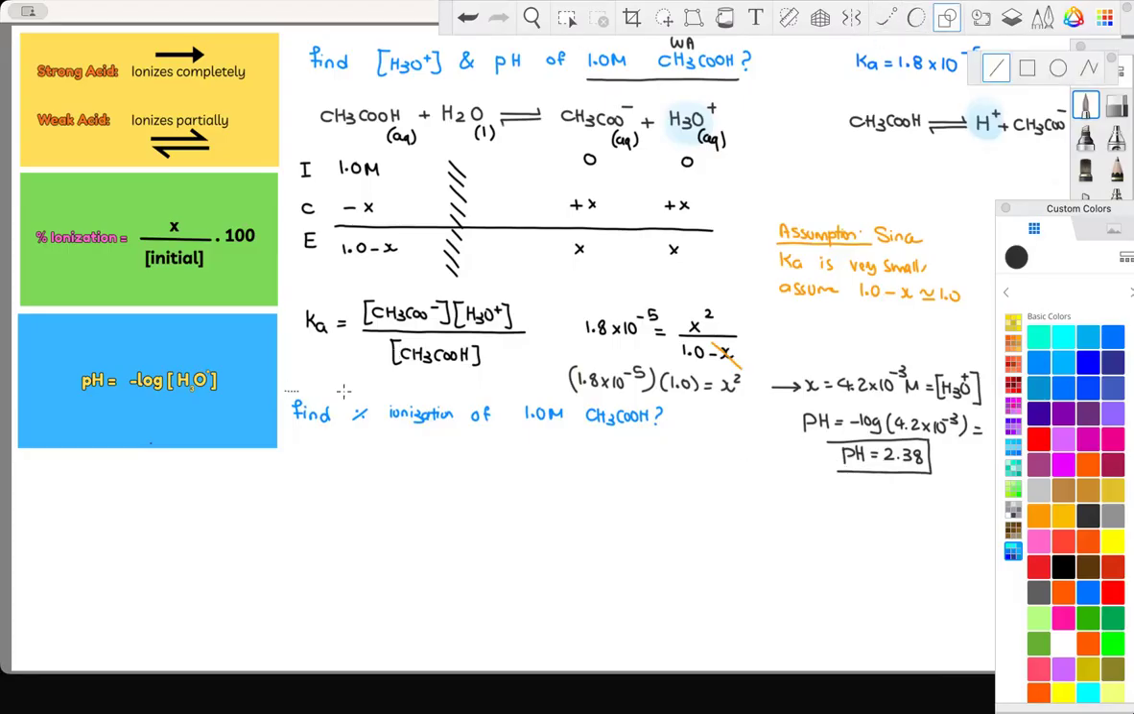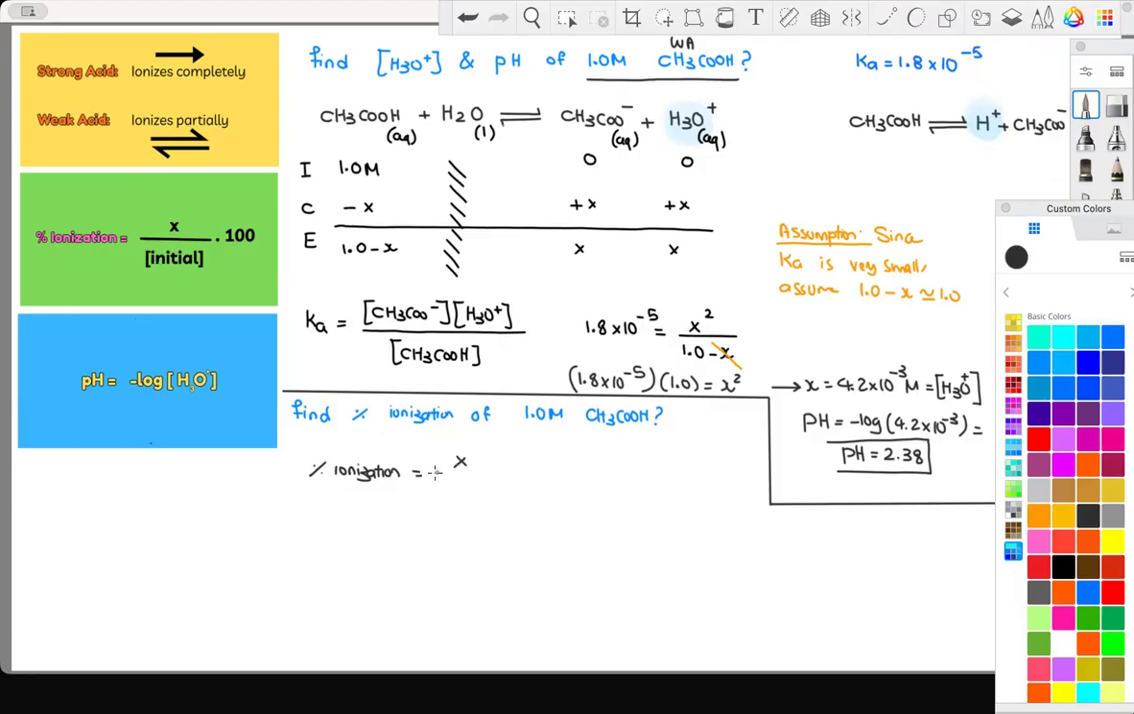Okay, and another question they can ask you for a weak acid is to find the percent ionization of it, because as we said, a strong acid is the only one that ionizes 100%. A weak acid will definitely ionize less. So to find the percent ionization, we can use the formula that I wrote in the green box on the left. So percent ionization, as you can see, is always found by dividing the X, which is the concentration of the products or the change that we have, over the initial concentration, times 100.